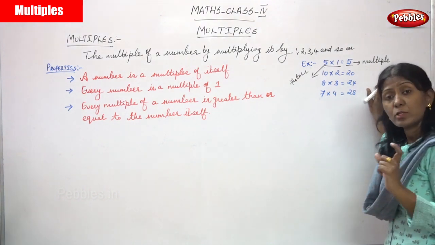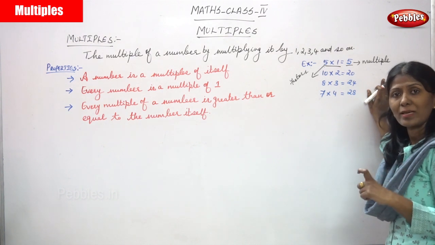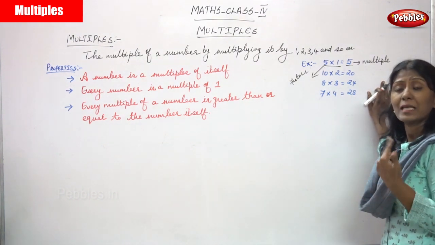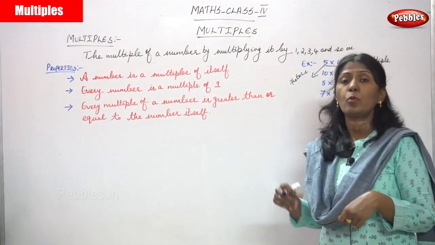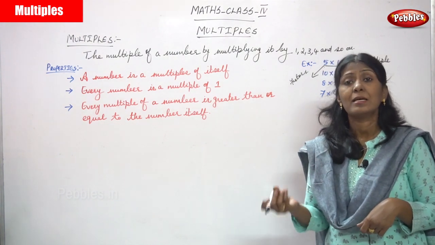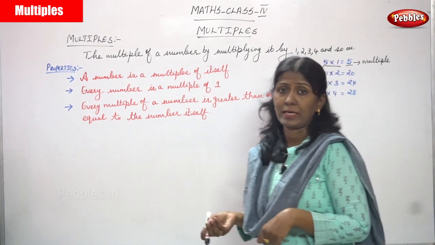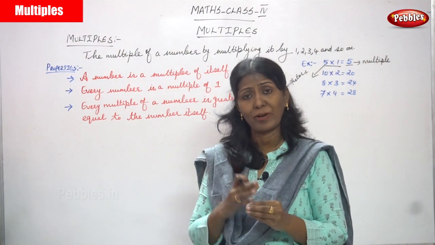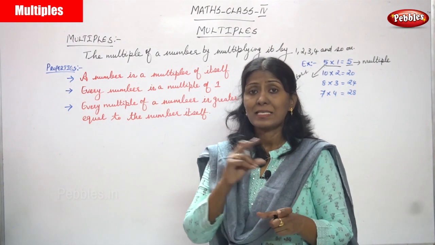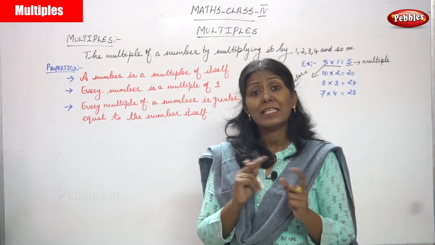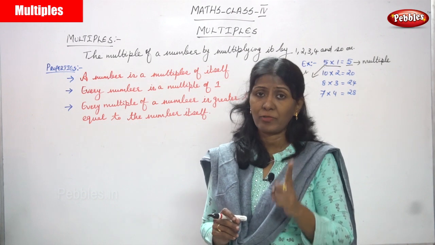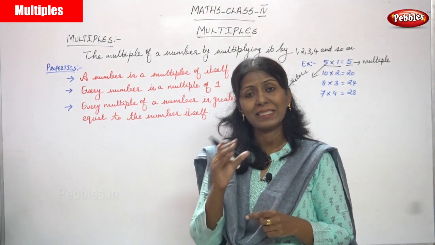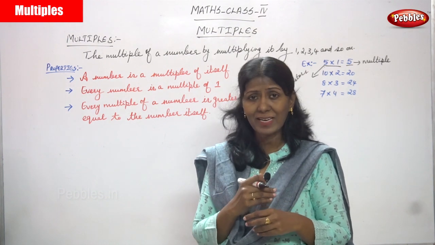So if you multiply two numbers, you get a product. These two numbers that are multiplied are the factors, and the answer is the product. 5 into 1, you get 5. So the first number is 5, the second number is 1. These two numbers are multiplied, so they are factors.